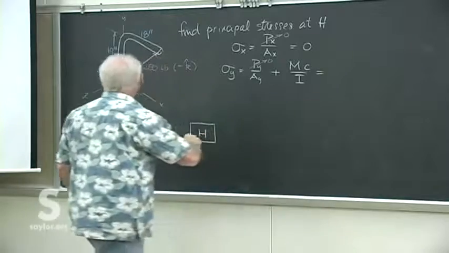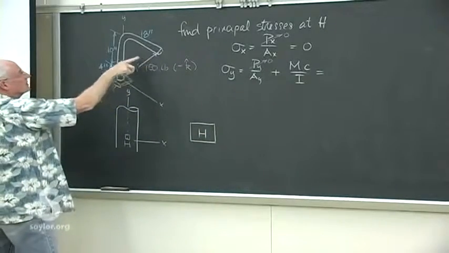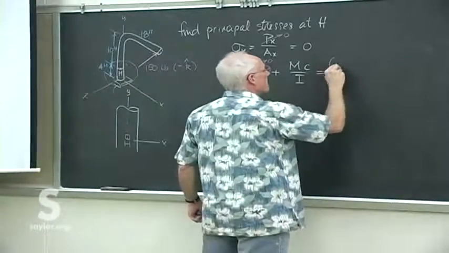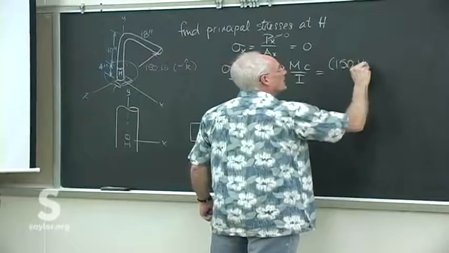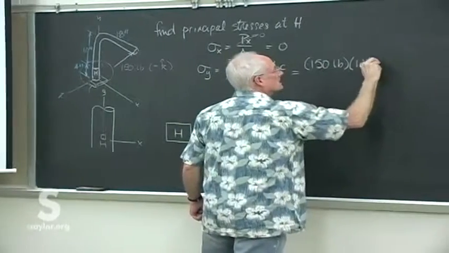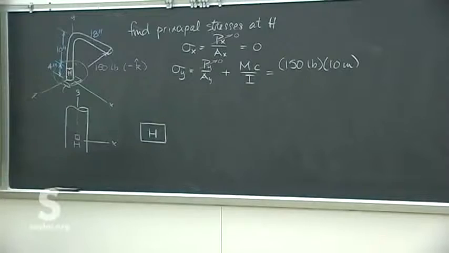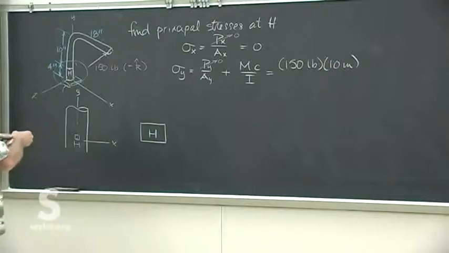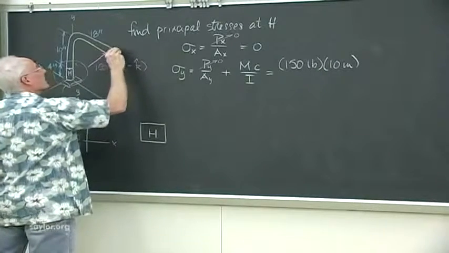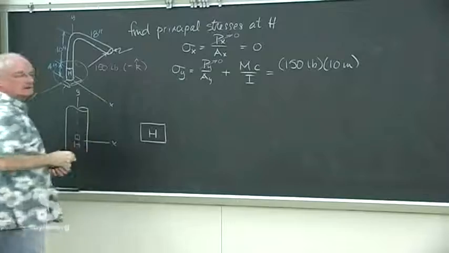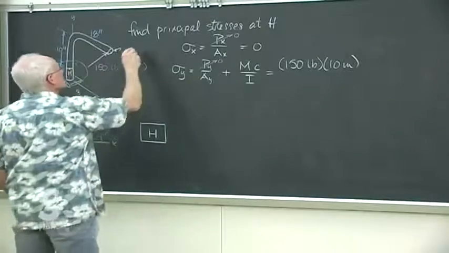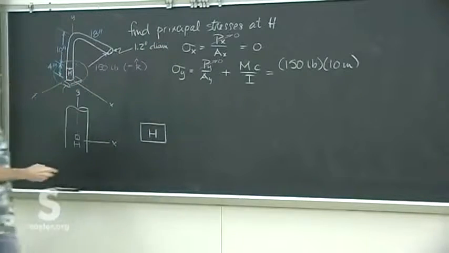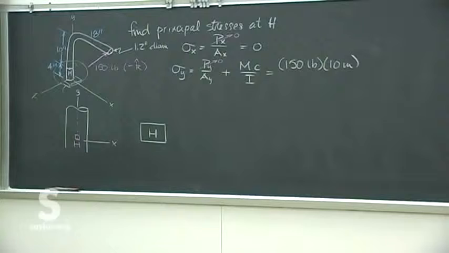So the moment is the 150 applied 10 inches away, at a moment arm of 10 inches from that piece. Oh, I forgot to give you one thing. I forgot to give you the diameter of this bracket. That's 1.2 inches. So just a solid piece of round stock bent at a 90-degree angle.